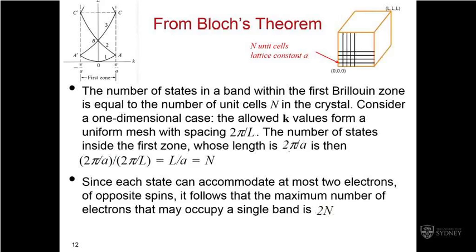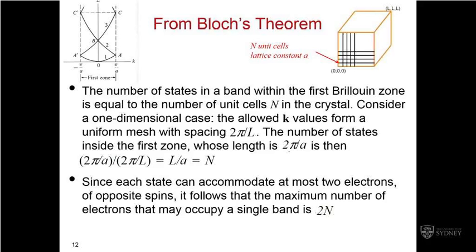Remember, we've got some solid, and our solid has the dimension L, okay? Inside our crystal, we have lots of little unit cells with lattice constant a. So these are all your little unit cells. And this is our band structure in the reduced zone scheme. What we want to know is how many electrons we can actually put in a given band. How many electrons can a band hold?